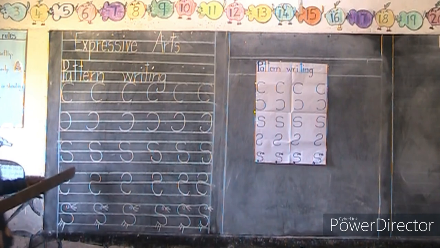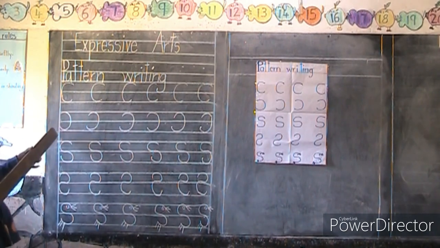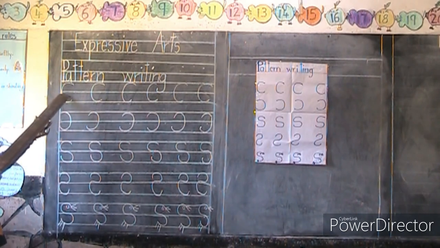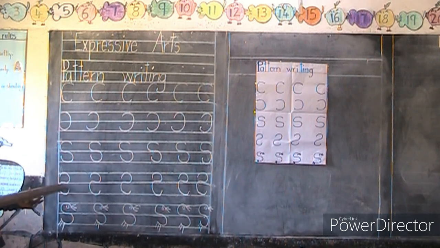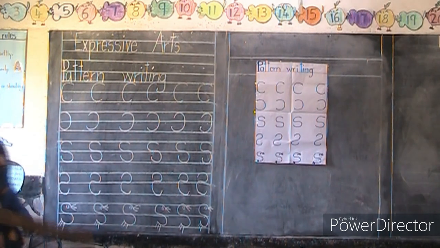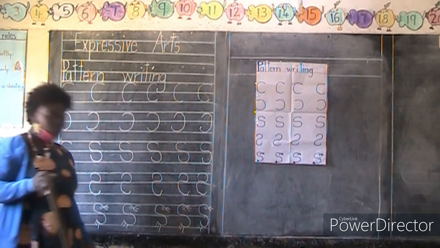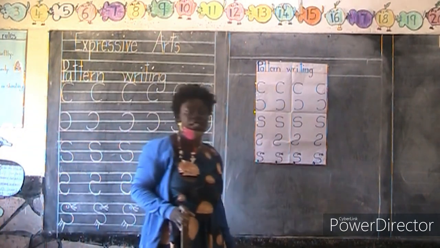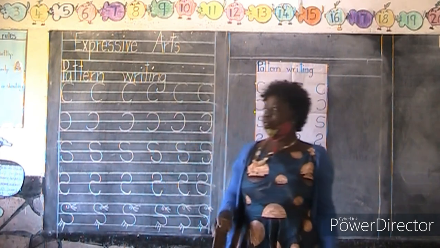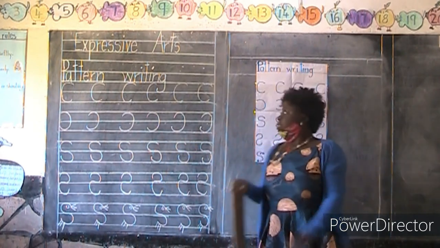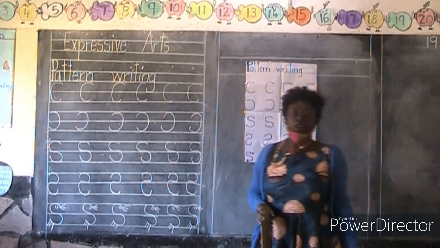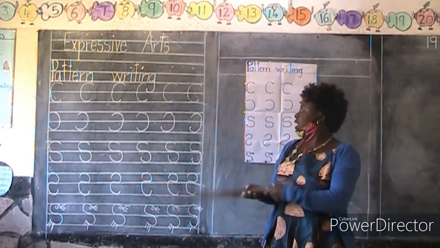My today's pattern is having 5 lines. 1, 2, 3, 4, 5. Look on the board, concentrate. Make sure you follow correct pattern formation. So what we are going to do, we are going to write this pattern in our book.